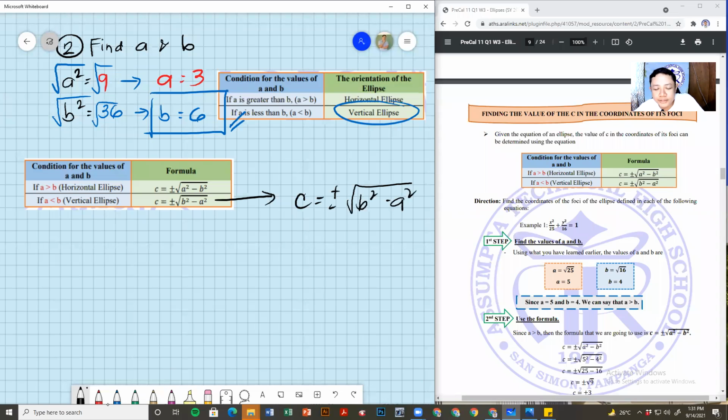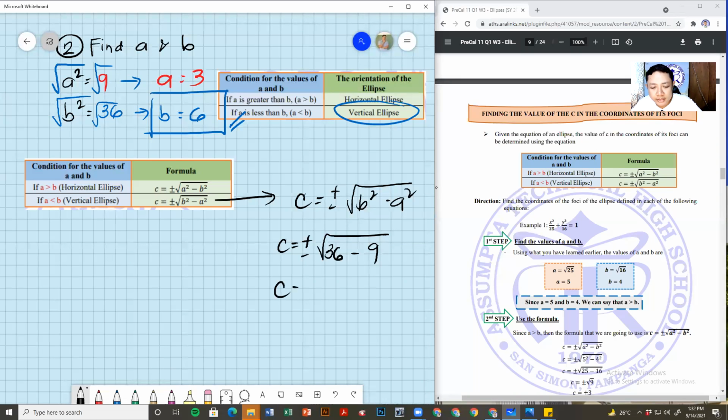Why do we need to write first the bigger number? Simply because if you write the smaller number first, this is inside the square root symbol. If it becomes negative, your answer will be imaginary. Remember that. So always write the bigger value. Okay? So we now have here C is equal to positive negative square root of B squared is 36 here. Ayun, 36 natin. 36 minus A squared is 9.